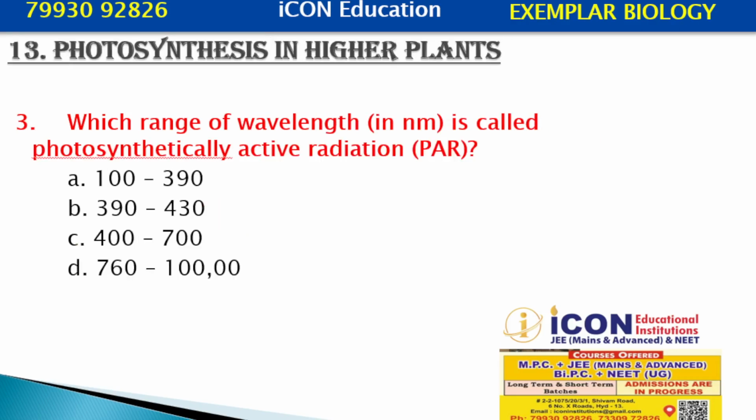Question number 3. Which range of wavelength in nanometer is called photosynthetically active radiation, PAR? If you look at the range, we know that the range from 400 to 700 nanometer, which is called visible light, is the range of photosynthetically active radiation.